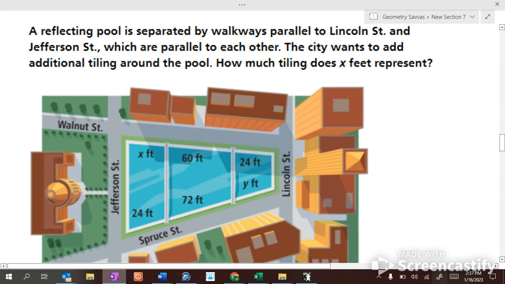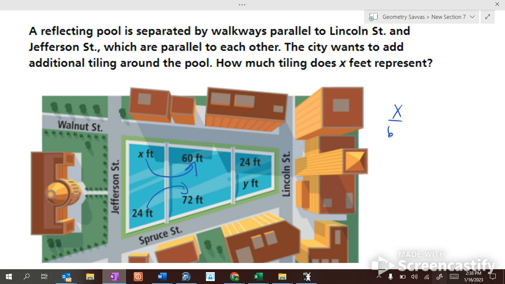So here's an example. A reflecting pool is separated by walkways parallel to Lincoln Street and Jefferson Street, which are parallel to each other. So they have to tile around the pool. So how much tiling goes here? How much tiling goes here? Okay. So if we put this over this, what would I do with the 24 and 72?